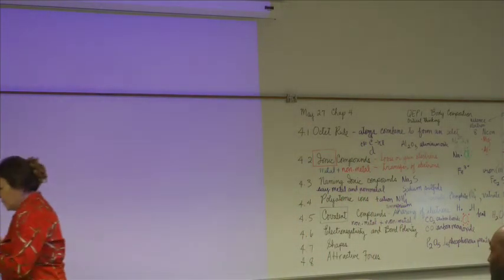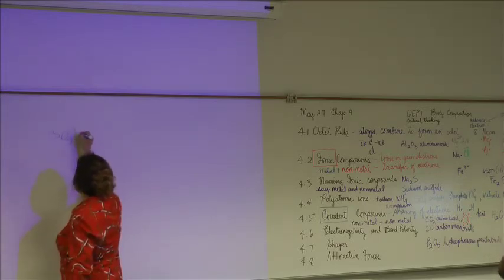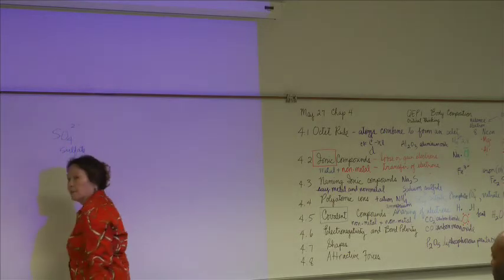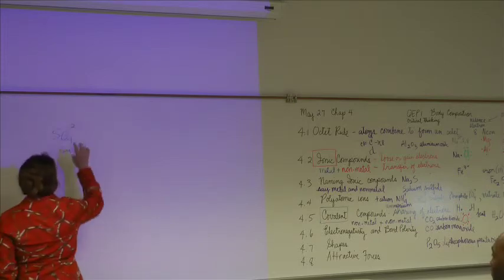Yes. Okay, so how do we call Fe2(SO4)3? We know that SO4 2 minus is a sulfate from the polyatomic ions. I wrote that down for you, right? So we know that's a sulfate, and we know that it's a 2 minus. And then we know that Fe, iron, what is iron supposed to be? 3+. It would be 3+, right?